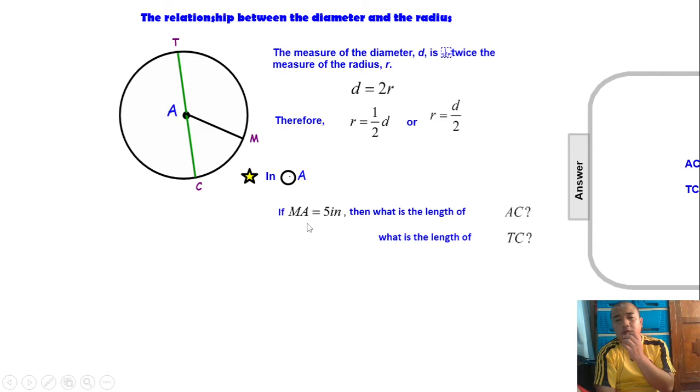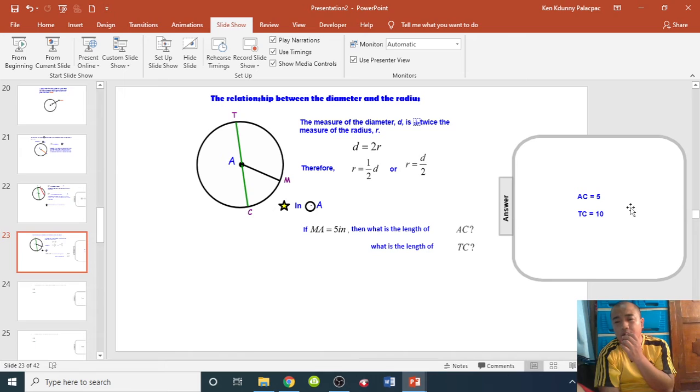Now in circle A, if MA is 5 inches, what is the length of AC? What is the length of AT or DC? Okay, for AC, what's the length? Meron tayong answer dito. So AC is equal to 5. And DC is equal to 10 because 5 plus 5 equals 10.